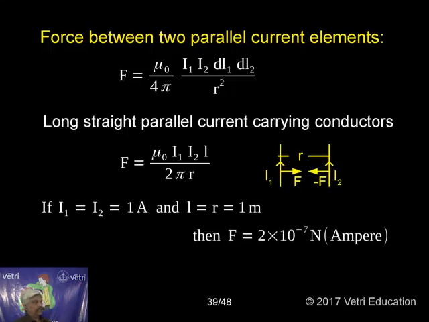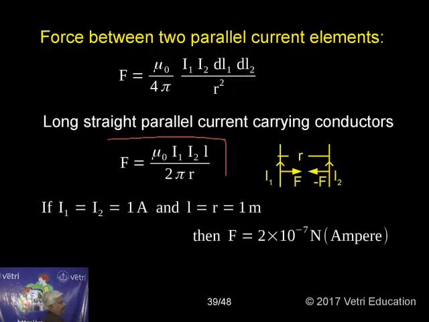There are two forces, F1 and F2. The force is mu naught by 4 pi, I1, I2, dl1, dl2 by R square, where dl1 is the length of the first conductor, dl2 is the length of the second conductor, and R is the distance between the two parallel conductors. For a long straight parallel current carrying conductor, what is a long conductor? If it is infinitely long, it is mu naught I1 I2 L by 2 pi r. That can be replaced by 2 pi r because of L, so it is mu naught I1 I2 L by 2 pi r. This is the formula.